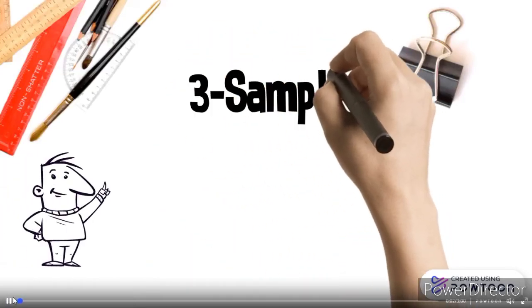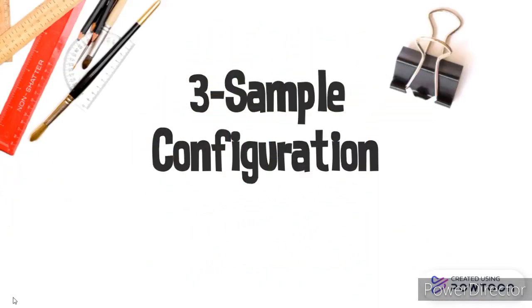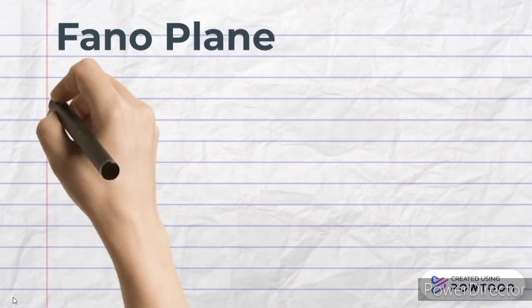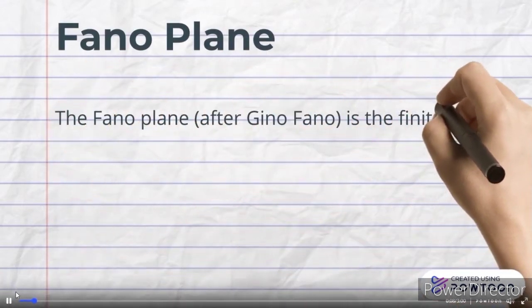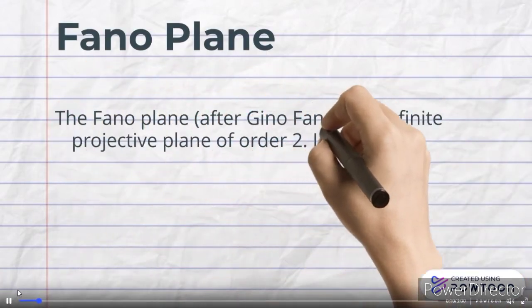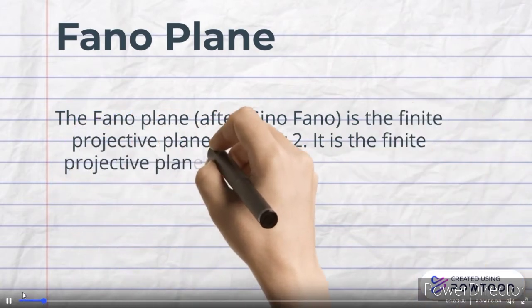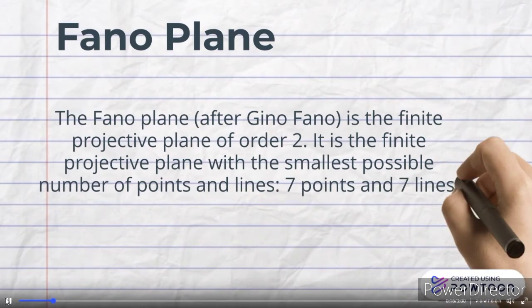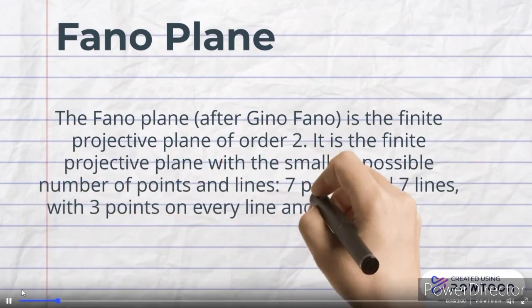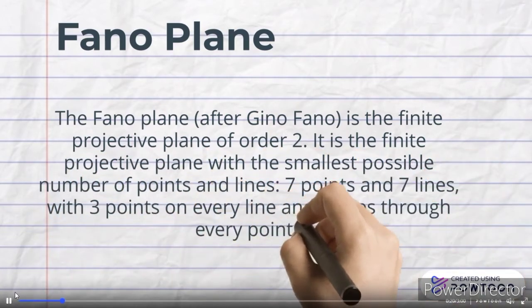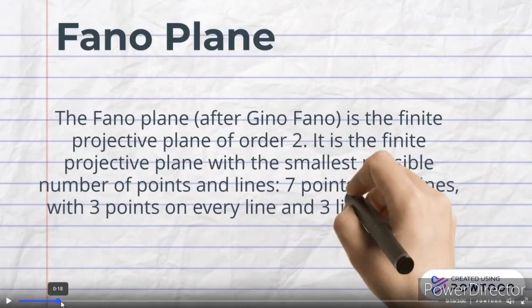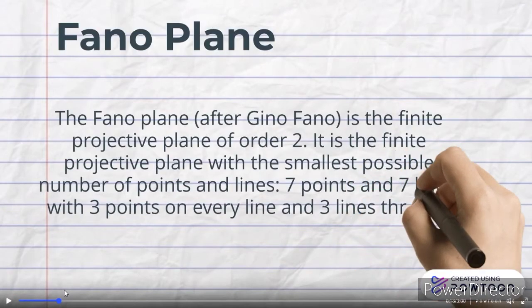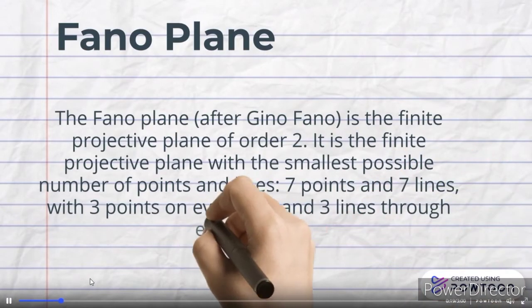Three sample configuration. The Fano plane. The Fano plane, after Gino Fano, is the finite projective plane of order 2. It is the finite projective plane with the smallest possible number of points and lines, 7 points and 7 lines, with 3 points on every line and 3 lines through every point.